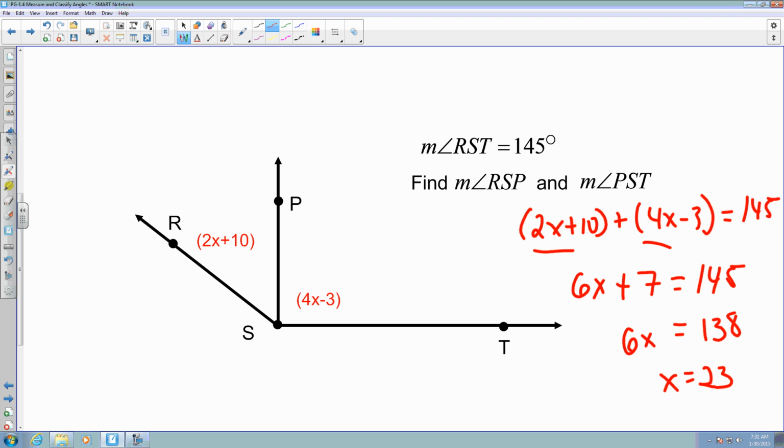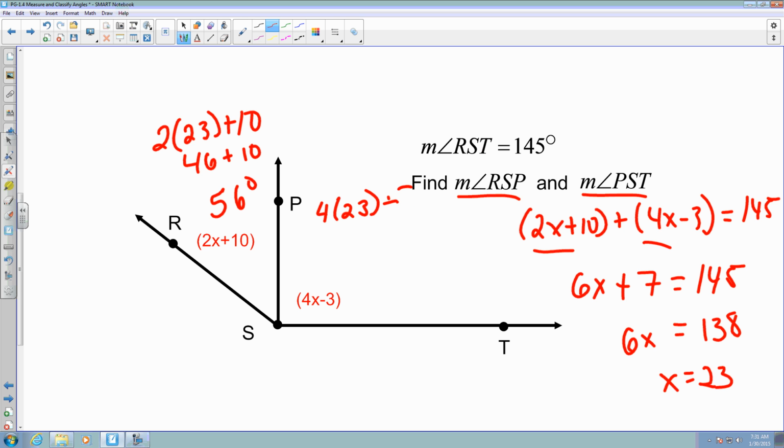But that doesn't solve our problem. The problem is asking for the angle measures of these two angles. So we have to plug in 23 for x and solve. I say 2 times 23 plus 10. I get 46 plus 10, and that would be 56 degrees. For the other angle, I'm going to go 4 times 23 minus 3. That gives me 92 minus 3, which is 89 degrees. So here are my two measurements that I was looking for.